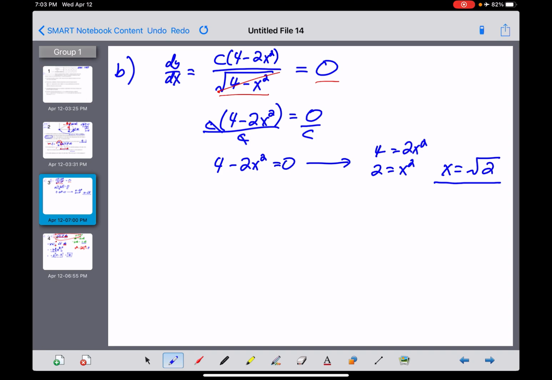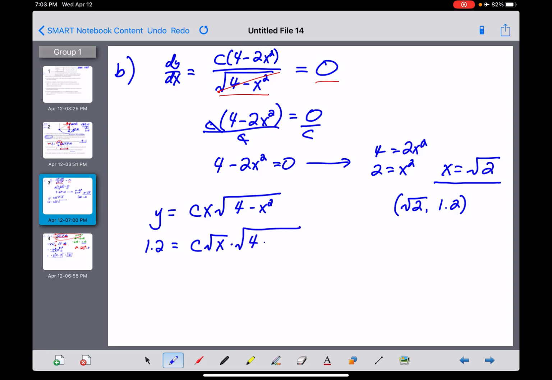So let me write this out again here now, guys. Y is equal to cx times the square root of 4 minus x squared. That's what we have right there. Yep, got it. And now we know that this curve right here contains the point square root of 2, 1.2. So let's put a 1.2 in for y. We don't know what c is. The x here becomes the square root of 2, and then we multiply that by the square root of 4 minus x squared, which is 4 minus 2.